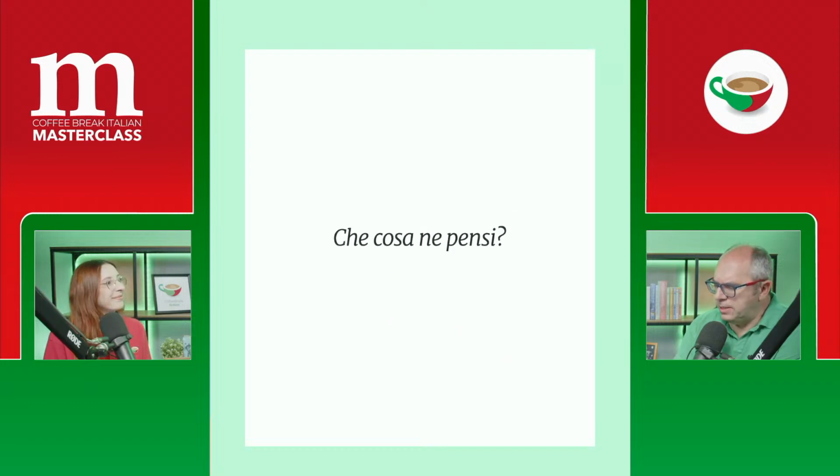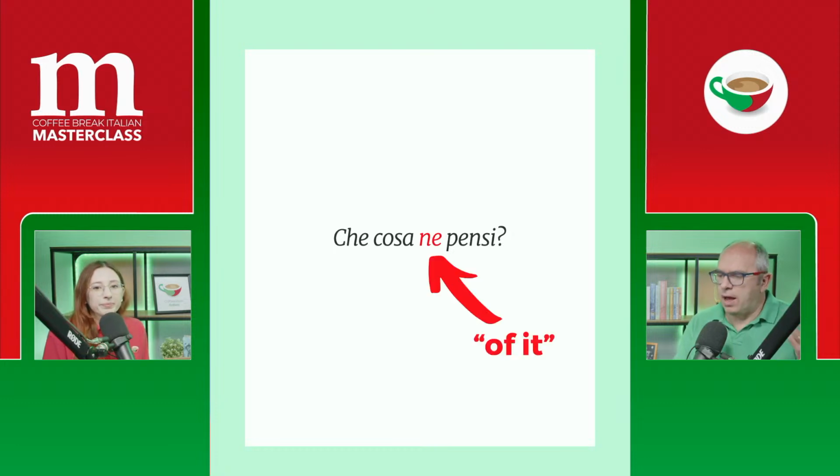Another situation is when we use ne with the verbs pensare or parlare. Why is that? That's because, as we said, ne replaces "of it" or "about it" in this case. So pensare and parlare are both verbs that are normally followed by the preposition di. So parlare di qualcosa, to talk about something, or pensare di qualcosa, what you think about something. So in this case, che cosa ne pensi would be what do you think of it, or what do you think about it? So here the ne is "of it" or "about it".